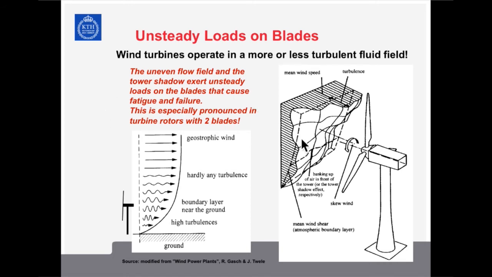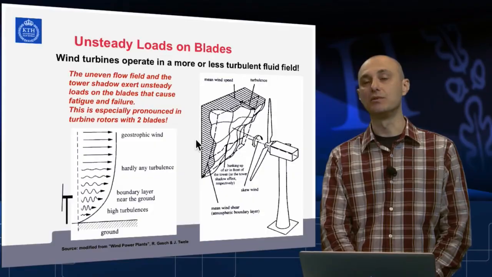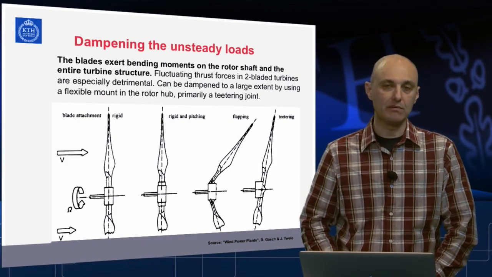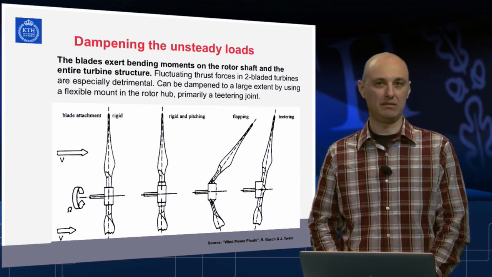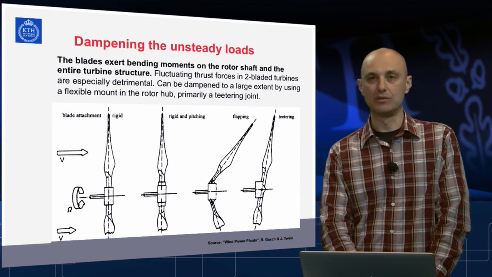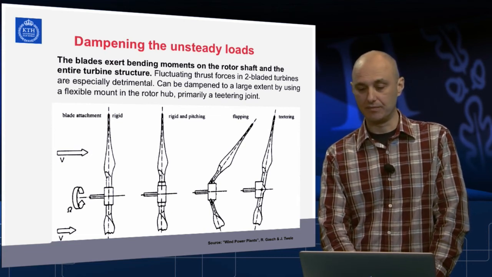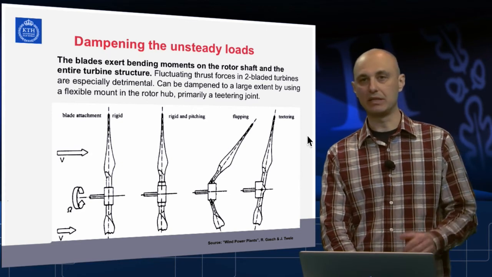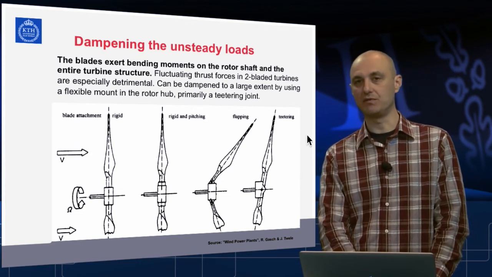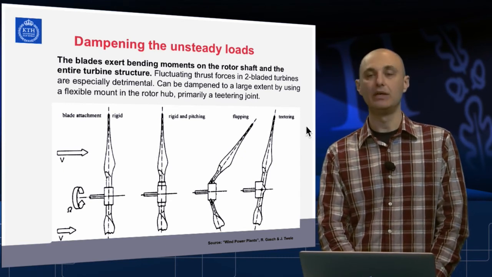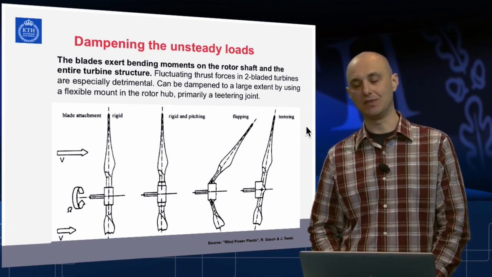Especially detrimental and very well pronounced, these vibrations are in two-bladed machines. And we can look very shortly at why that is. The unsteady loads in two-bladed rotors can be vital for the mechanical integrity of the machine because of two major reasons. Unfortunately, we don't have enough time for that, but just imagine the two reasons.